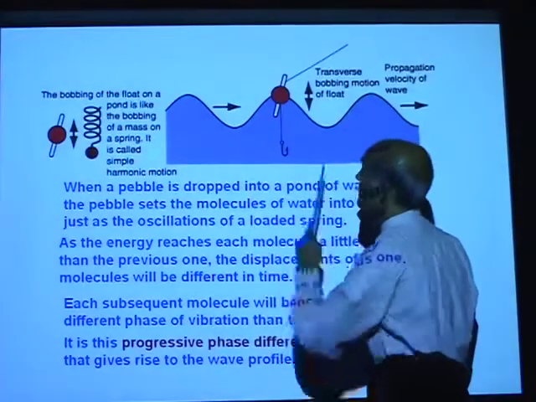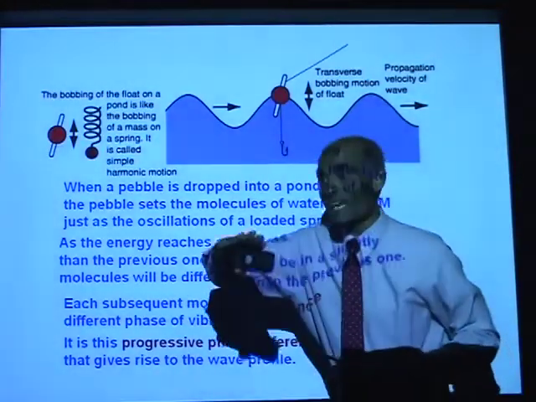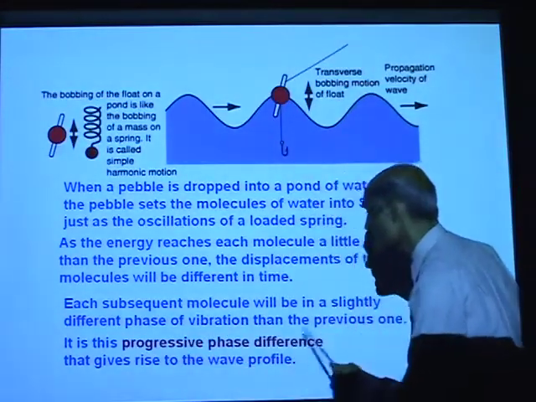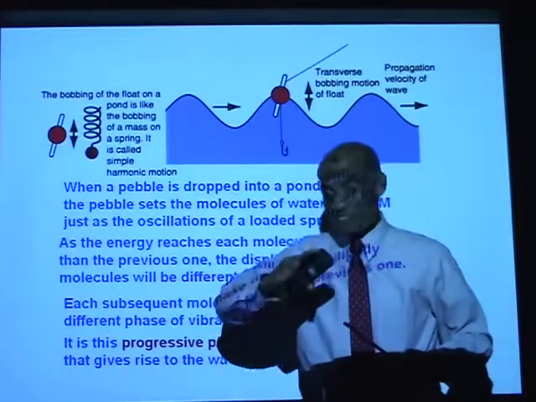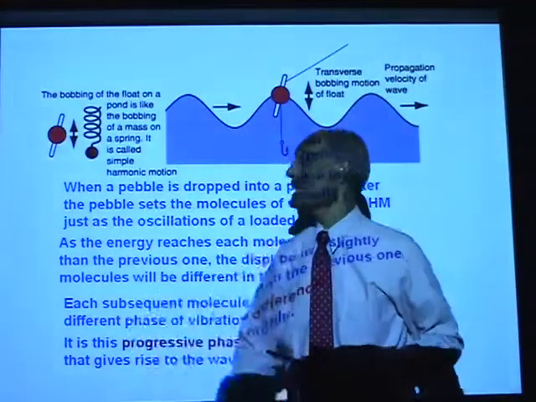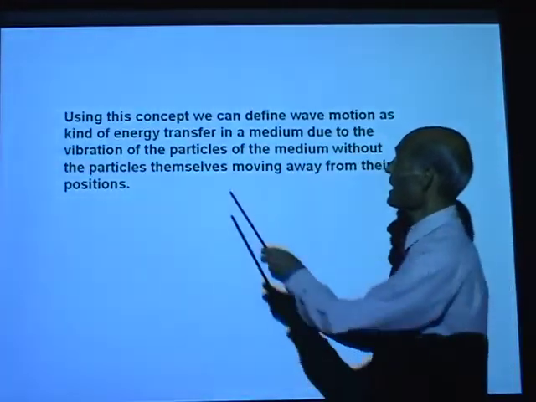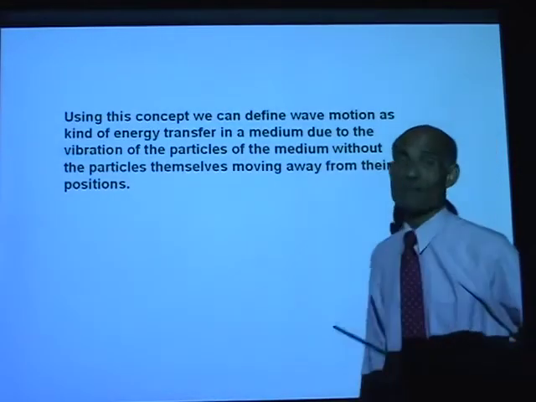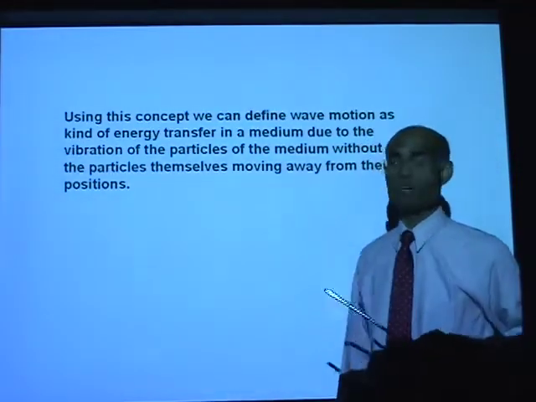So, the reason why we see the advancing of a wave is that there is a progressive phase difference as the energy keeps moving in the medium. Now, using this concept, we can define wave motion. I'm going to make a definition now for wave motion.